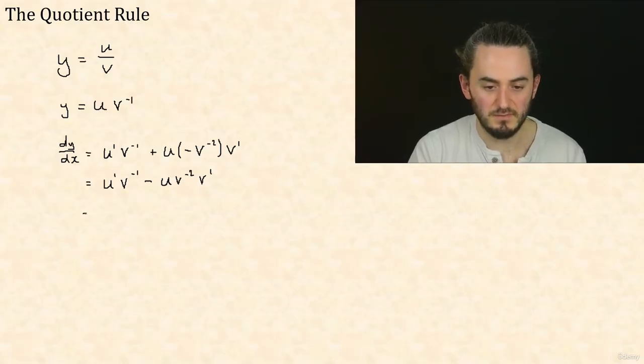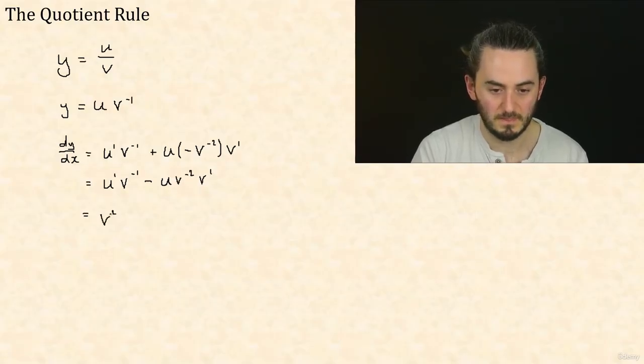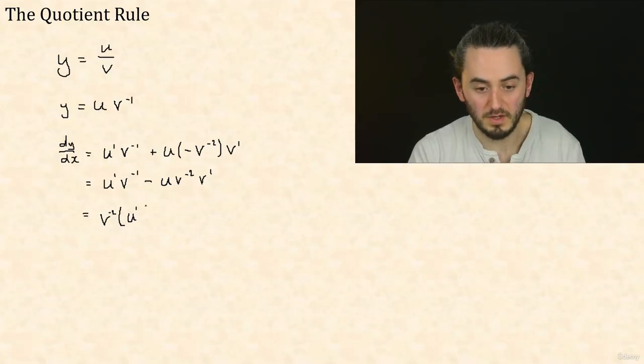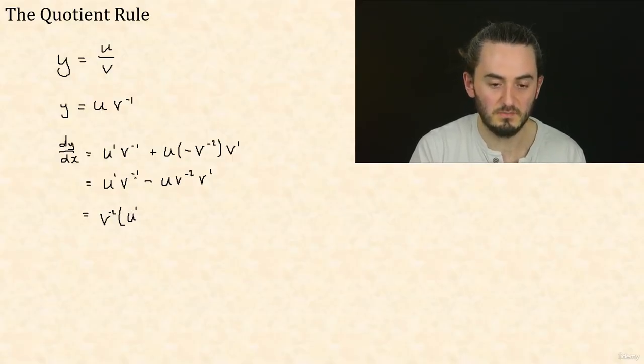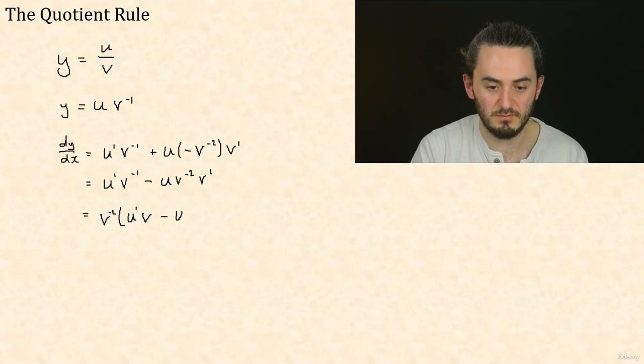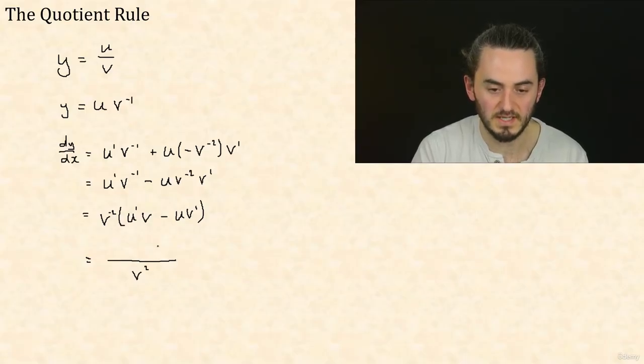So I'm going to factorize out v to the minus 2 here. And so I'm going to have u dash here, and then I need v to the power of 1, so that the power of 1 adds to the minus 2 to get minus 1, but that's just v, so u dash v minus, and if I'm factorizing out v to the minus 2, we're just left with u v dash. Okay, so neatened up a little bit, since it's v to the minus 2, we'll write it as v squared down here, and typically you'll see it written as v u dash minus u v dash.